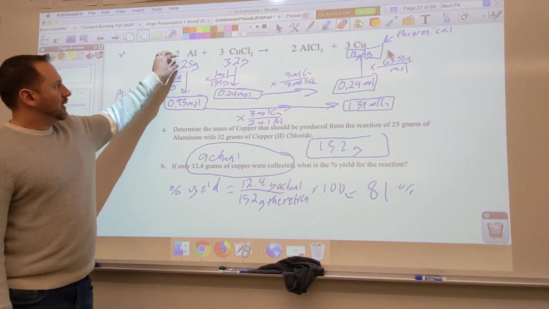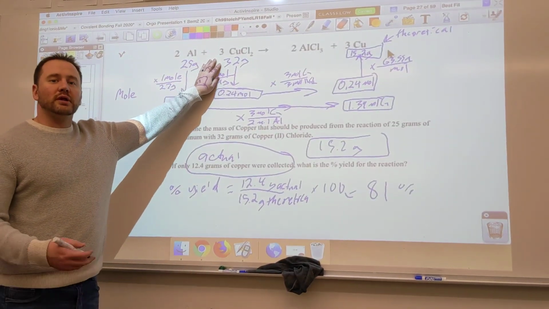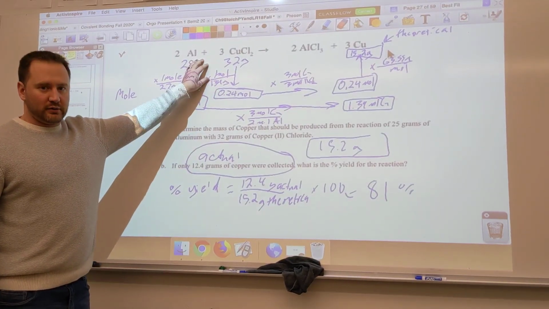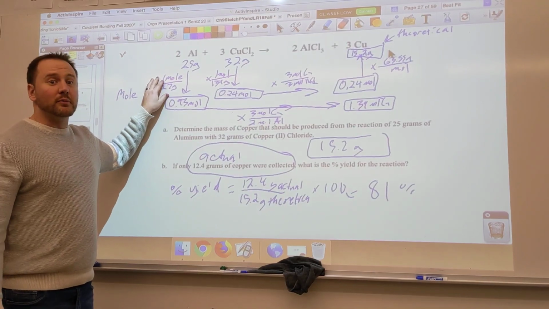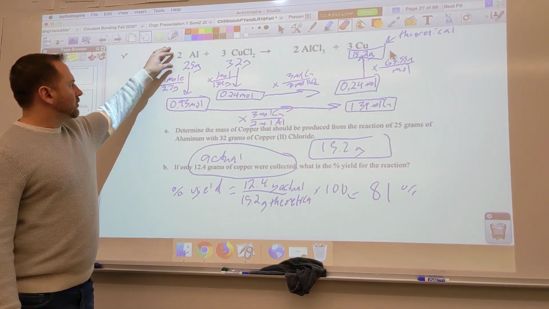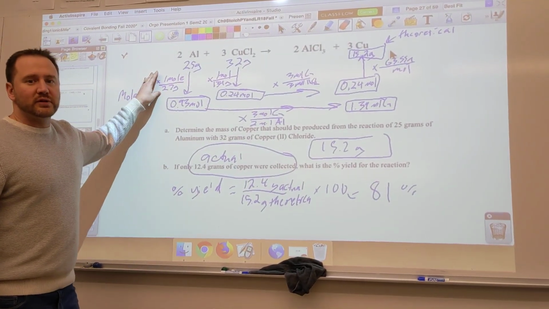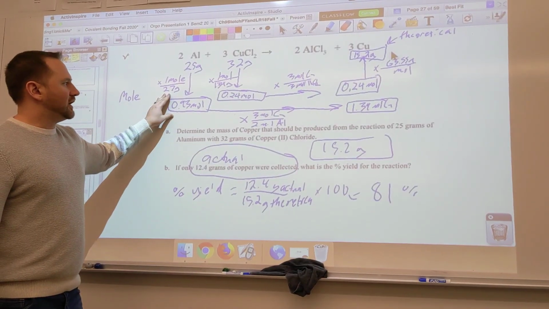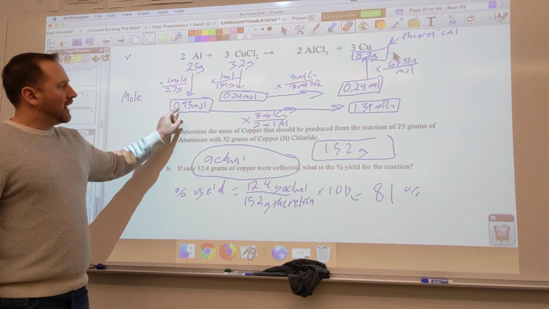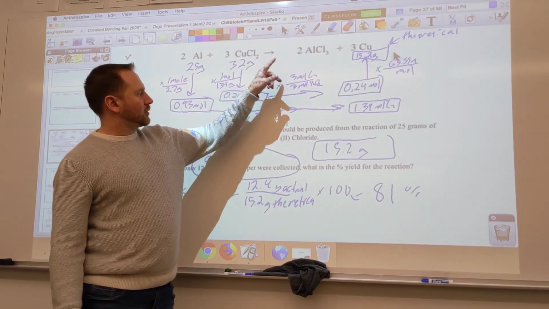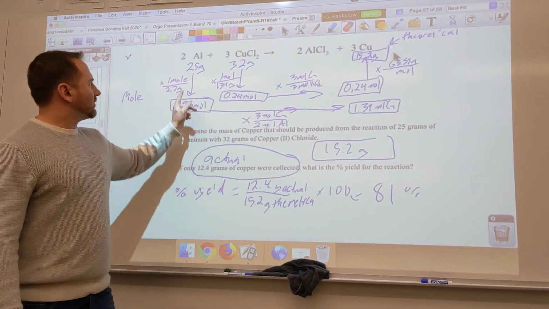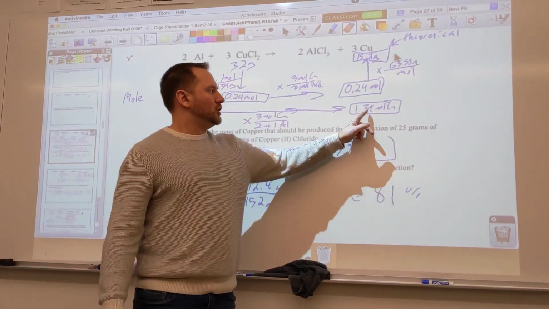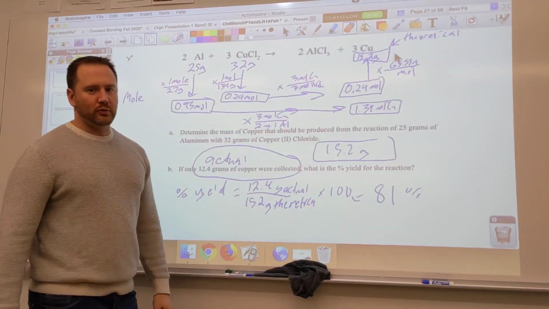So whenever we're given grams and we want to relate the amount of one material to another in a chemical equation, we first have to convert to moles. Take a trip down to Mole Town. So when we do that for aluminum, we divide by the molar mass, which is 27 grams per mole. We have 0.93 moles of aluminum. Based on the chemical equation, you get 3 moles of copper for every 2 moles of aluminum. That means from 25 grams of aluminum, you would be able to make 1.34 moles of copper.